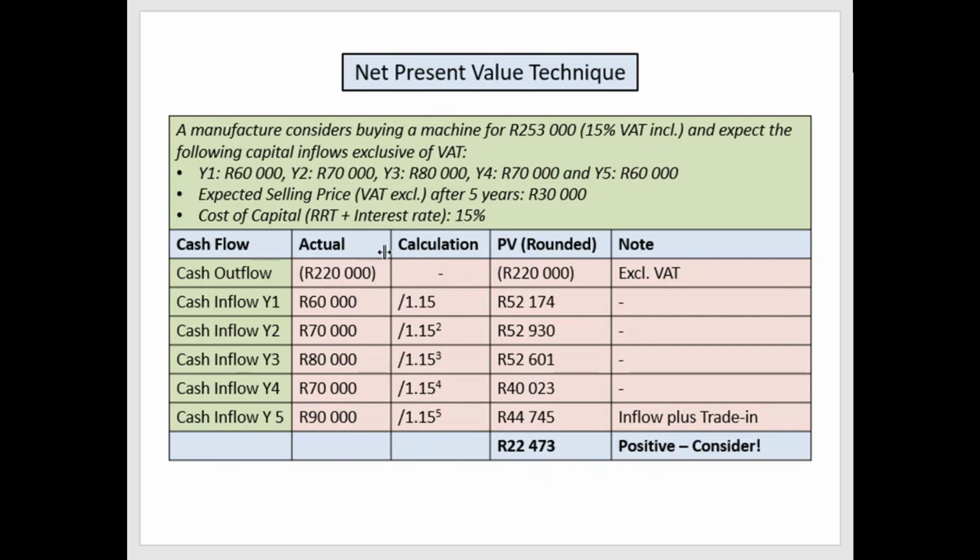Okay, now in the first row there, we put the number in brackets to indicate that it's negative. Obviously, initially it's an outflow of money. So if you didn't want to use brackets, you could have used a minus. I don't care whether you use a minus or whether you use brackets.